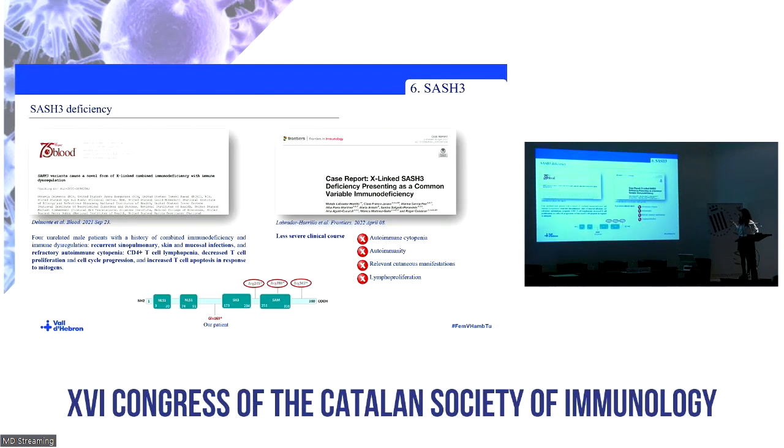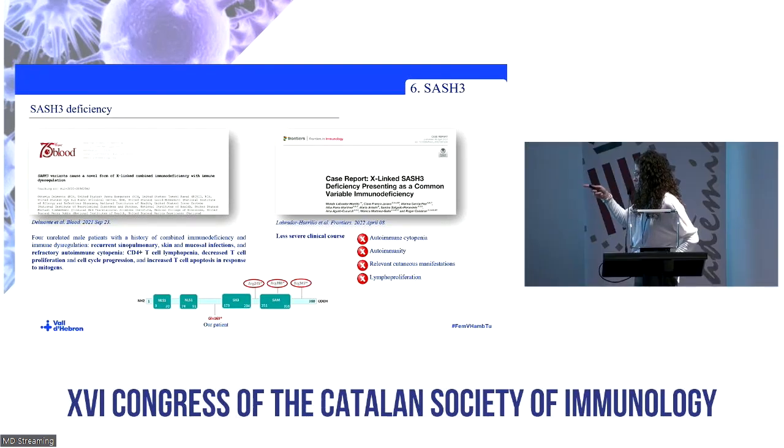And this case here is the publication by my team with this clinical case with a novel mutation in this gene, which is the most N-terminal of all, providing the fourth variant so far described in this gene, and the second study that described a patient with this immune deficiency.